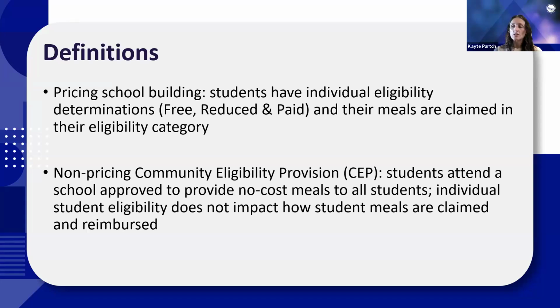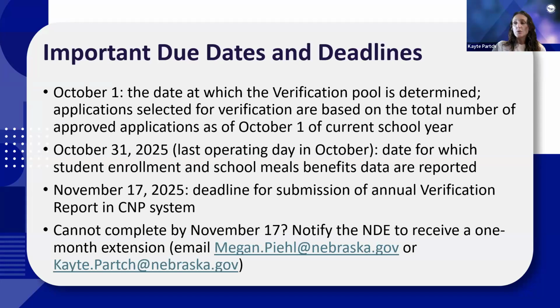And those individual students' eligibility does not impact how that student's meals are claimed and reimbursed through the school nutrition programs. So CEP buildings allow all students attending school and eating meals within those buildings to receive a meal at no charge, and it's not in any way connected to their individual eligibility like it would be in a traditional pricing school building where the meals are claimed and reimbursed at the free, reduced, and paid rates or in those categories. So a couple of important due dates and deadlines.